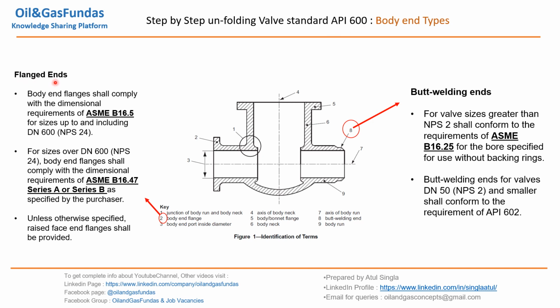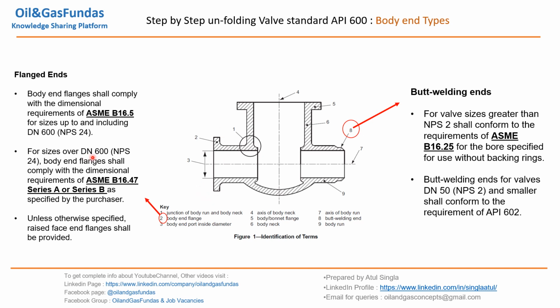For flange ends, body end flanges shall comply with the dimension requirement of B16.5 for sizes up to and including 24 inch. So if the valve size is 24 inch and it is flanged end, then we have to comply with all the dimensional requirements which are already mentioned in 16.5. Then only we can design the valve flanged end.